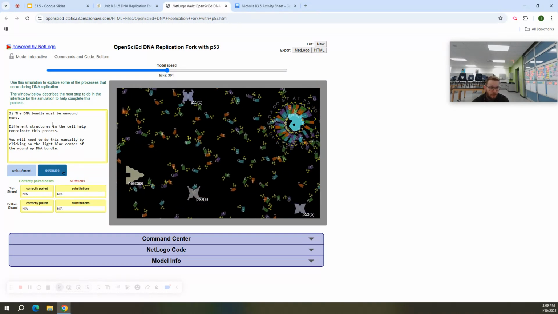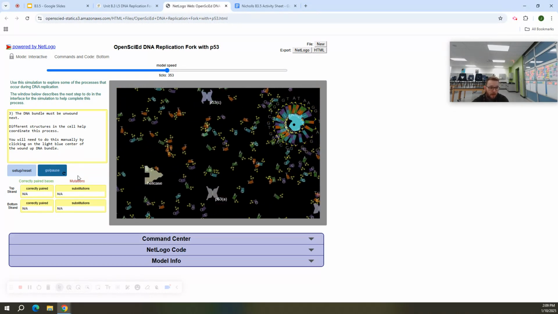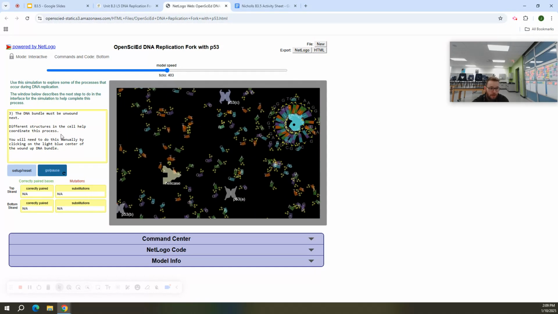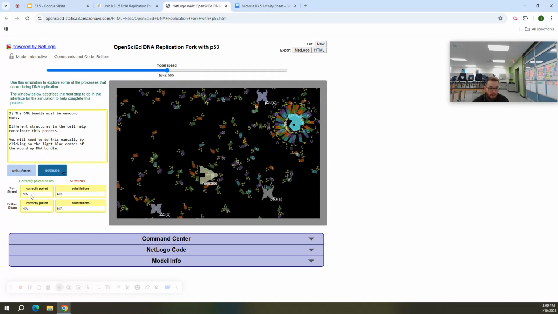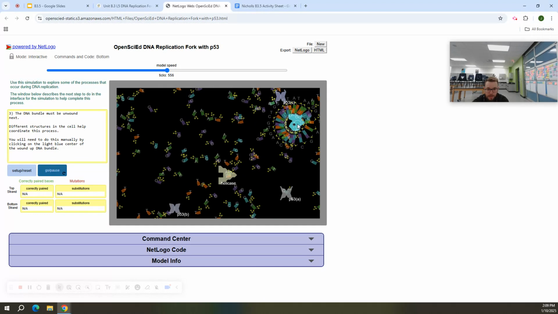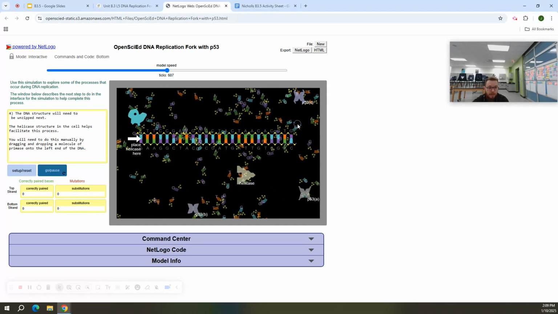Okay, so if we look at this one, the DNA must be unwound. Different structures in the cell help coordinate this process. You will need to do this manually by clicking on the light blue center. So I find this and I'm just going to click on it and it will unwind my DNA.